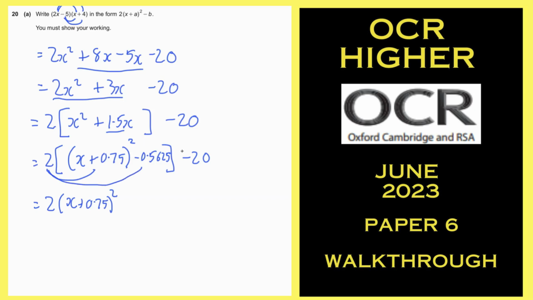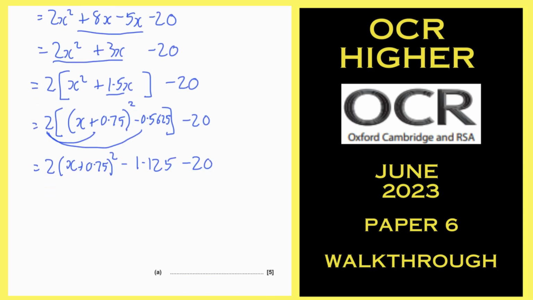Reaching for the calculator, it's minus 1.125. And now we bring that minus 20 into play, because finally they need to be simplified. And we get minus 21.125. And I should have wrote that in there, but I can't be bothered because I'm finally done.